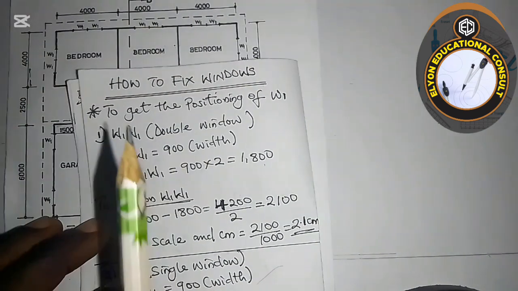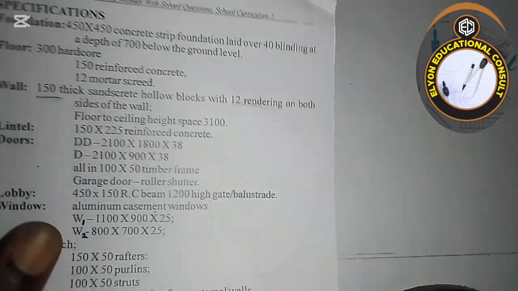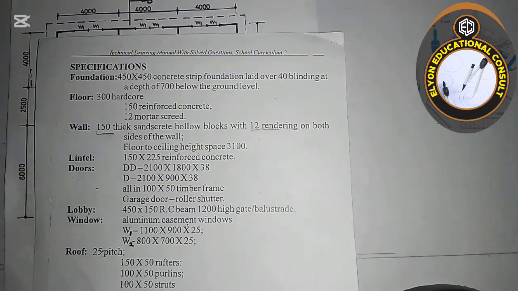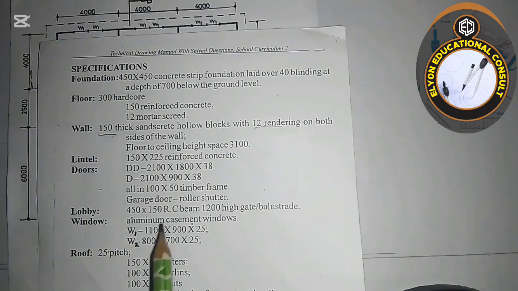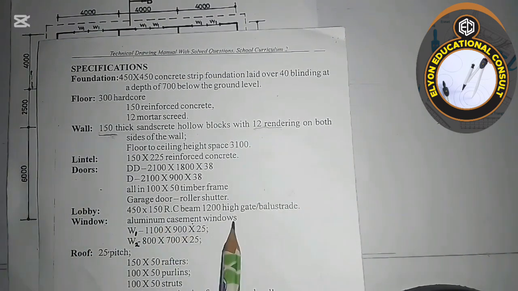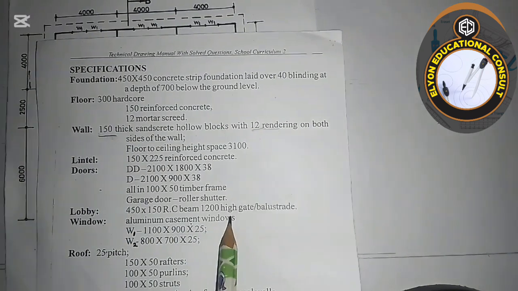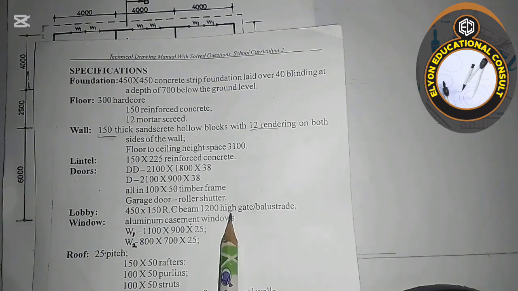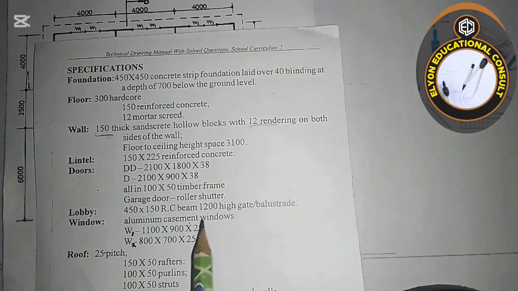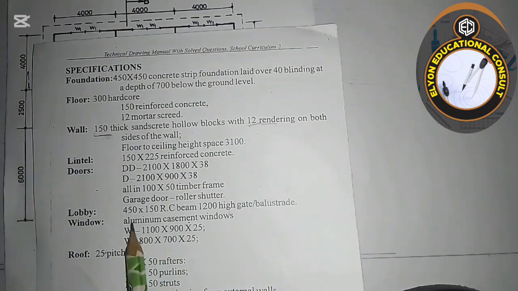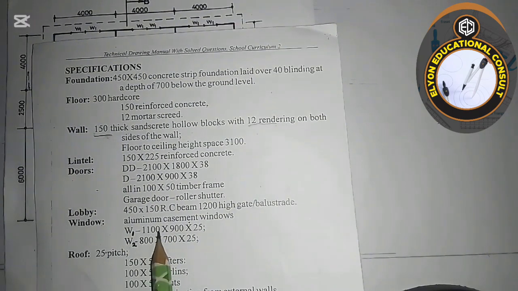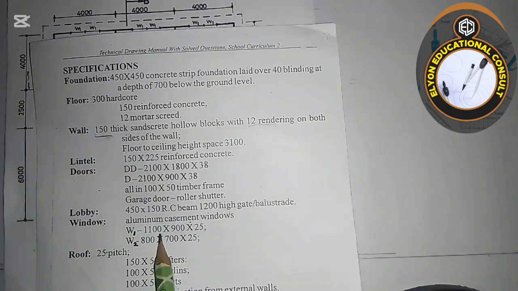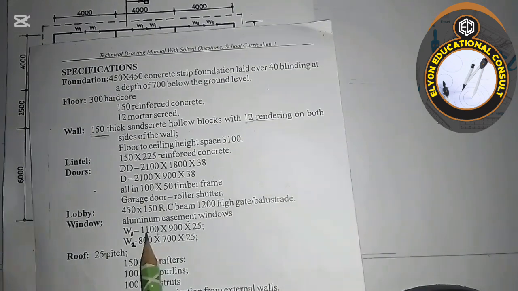If you look at the specification given to us, if you go to the window part, we are told that it's aluminum casement windows. We are going to be showing this much more later in other parts of the question we are going to be answering, but for this, we don't have any business with this now. Now for W1, we are told that it is 1100. This 1100 means the height of the window.